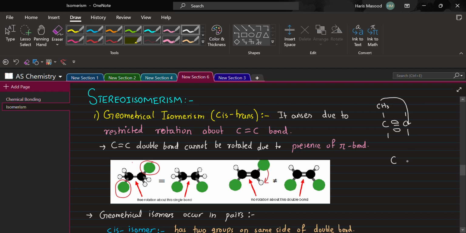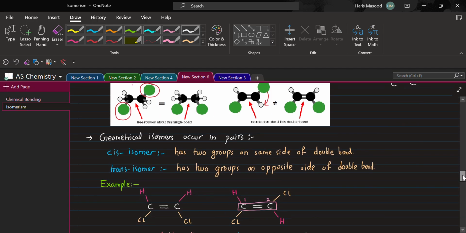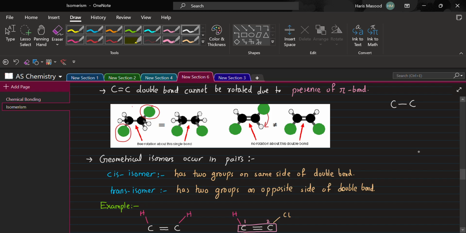However, in a single bond you can do the rotation. So the only rotation that will be possible here would be sideways. Only the carbon can change its own. These can be rotated up and down, only one carbon, not two carbons. That is called restricted rotation.